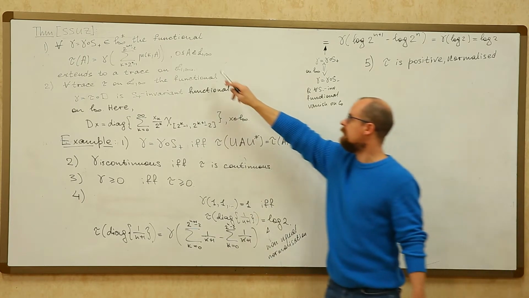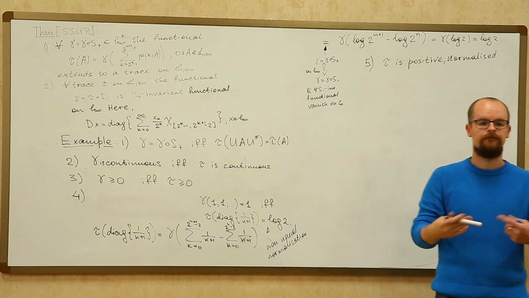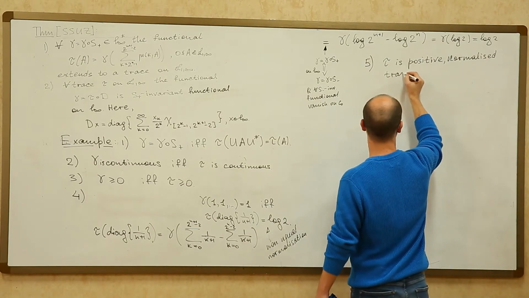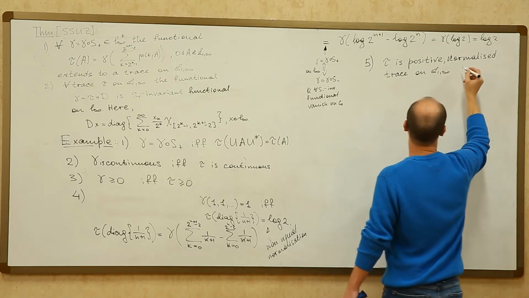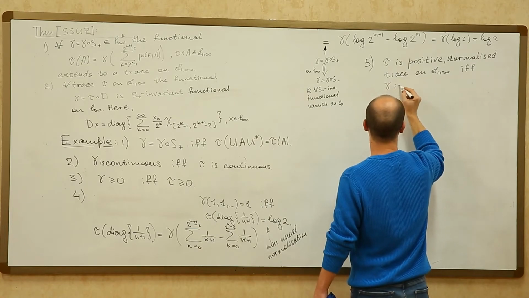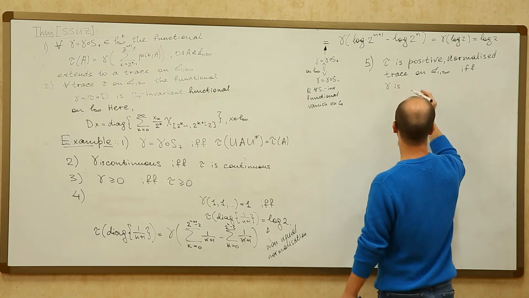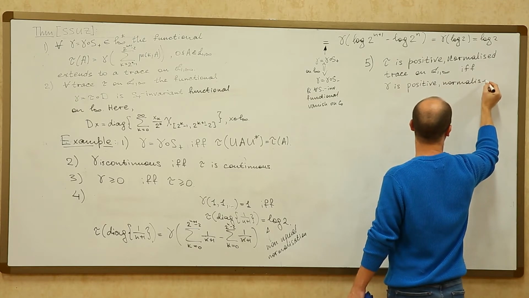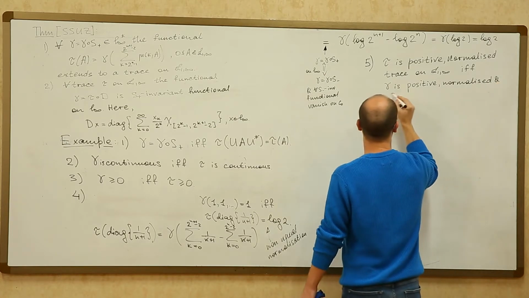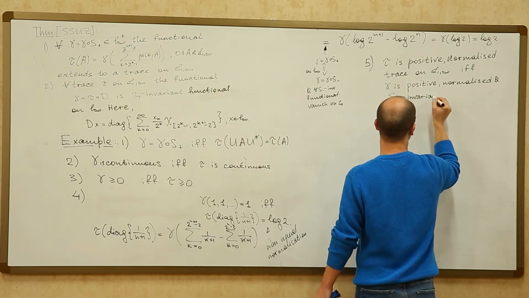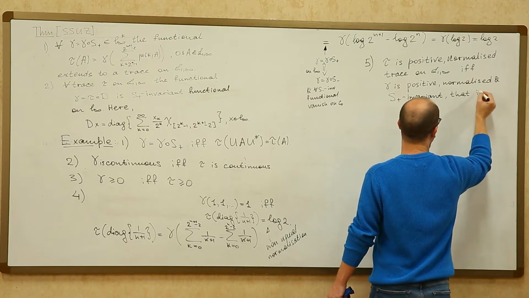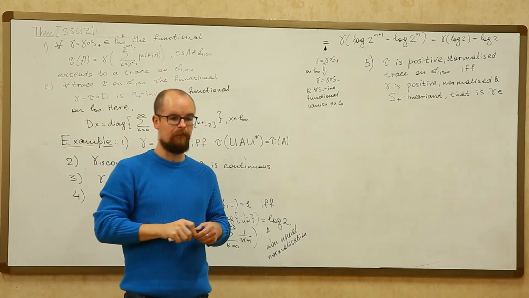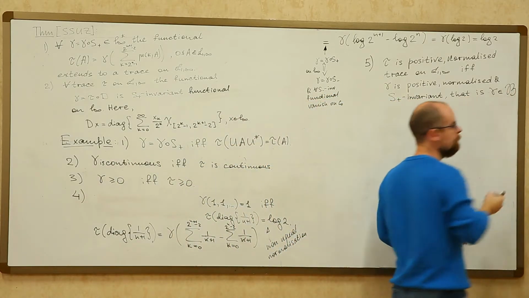Of course, for every ideal the normalization is different. It's convenient to choose normalizations. Okay, positive normalized trace on L1 infinity. This holds if and only if gamma is also positive, also normalized, and S plus invariant. How do we call the functionals which are positive, normalized, and shift invariant? Banach limits. I use this fancy B for Banach limits.